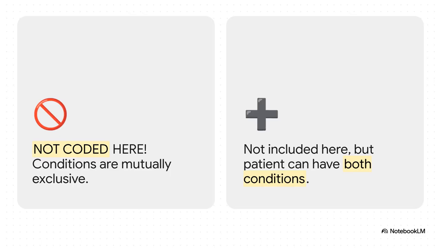Excludes 2, however, simply means not included here. It means the excluded condition is not part of the code you're currently looking at. But, and this is a massive but, the patient can absolutely have both conditions at the exact same time. And yes, you can report both codes.